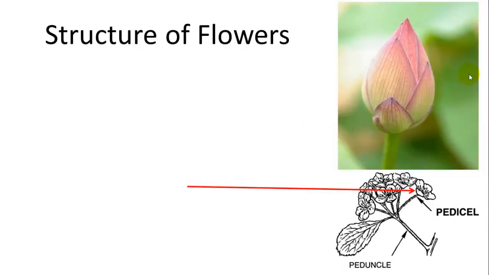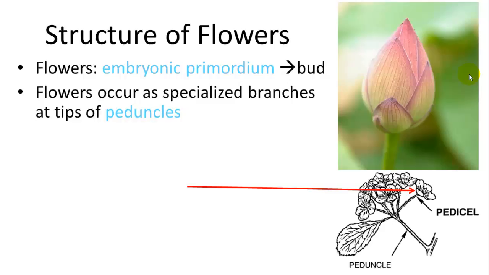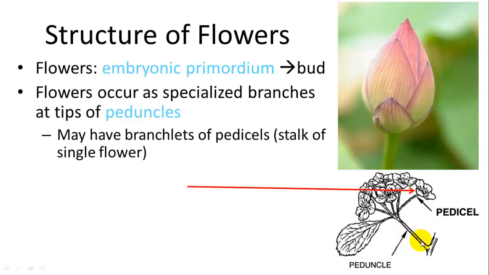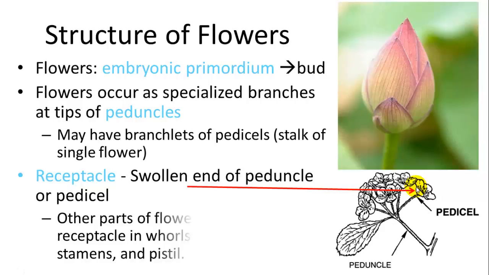Okay, so we're going to go through the structure of flowers. So they start as an embryonic primordium, which then develops into a bud. And then the bud then develops into the different parts of the flower. The part in which the flower sits on is called the peduncle, and that may split into other branches called a pedicel, depending on the type of flower. The pedicel or peduncle then reaches a swollen part underneath the floral parts, which is called the receptacle.